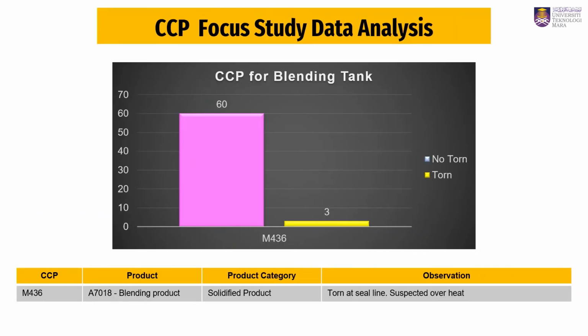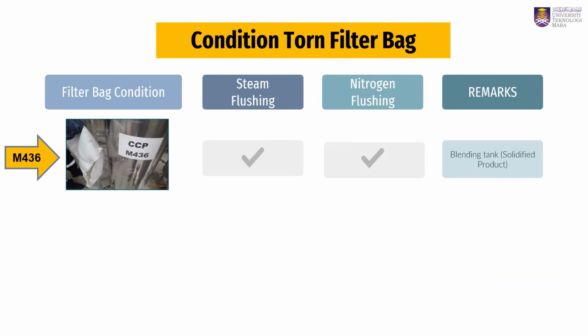From the CCP for blending product, the category is solidified product, and based on the observation, the torn case happened at the seal line, which is suspected to be overheating. This is the torn filter bag condition.